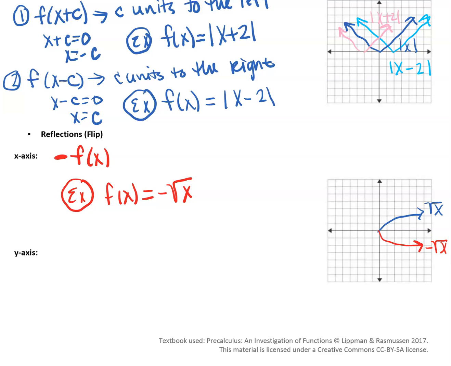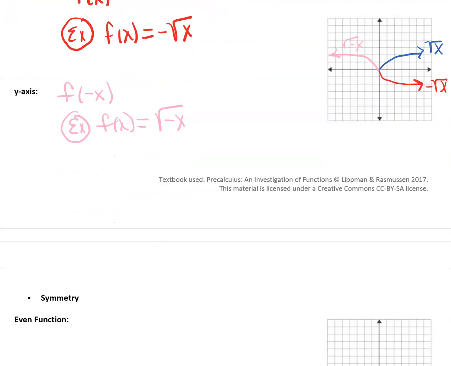If I apply that negative on the inside of the function, for example, f of x equal to the square root of negative x, that gives us a reflection on the y-axis, and that would flip that blue graph over here into this quadrant, and that would be the square root of negative x. So with these transformations, it's all about the placement. If it's on the inside, that's your horizontal movement. If it's on the outside, that's your vertical movement.